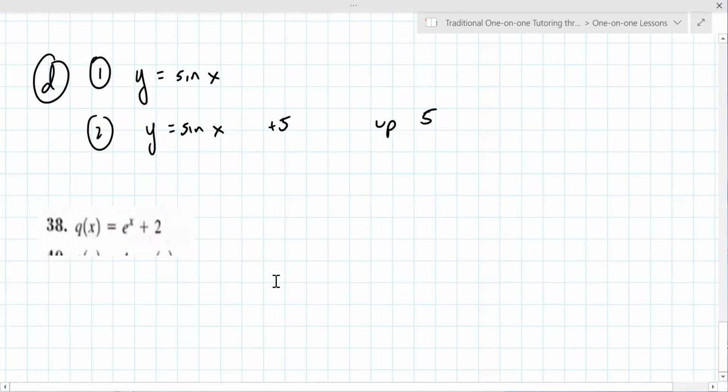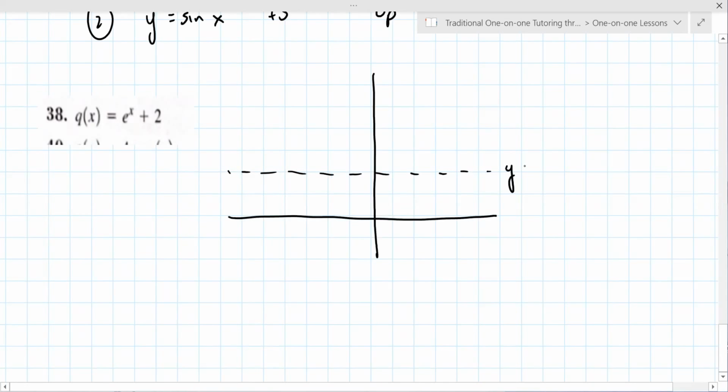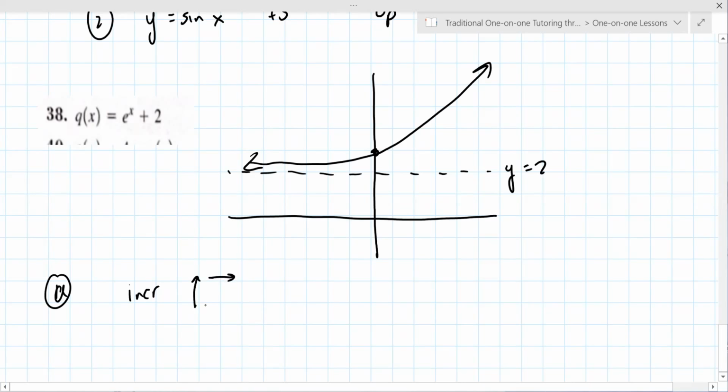Okay, so the graph of this one, this is the line y equals 2, and it looks something like this, and it goes up forever. So the first one, A, is where is it increasing? Where is it going up and to the right? It's going up and to the right everywhere. Minus infinity to infinity.